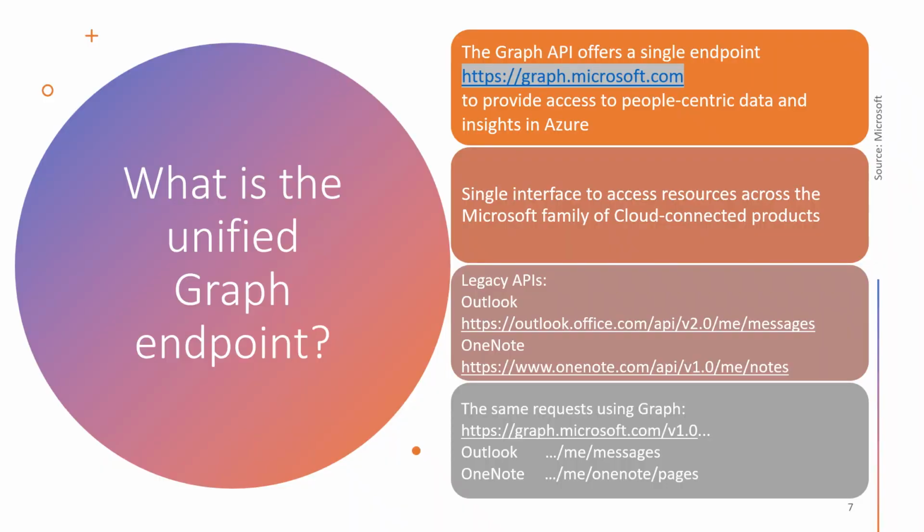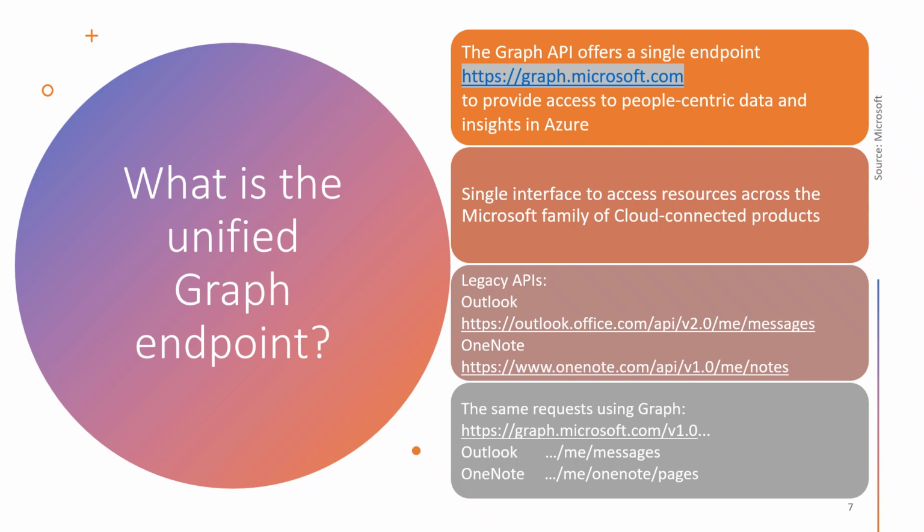What is the unified Graph endpoint? Graph.microsoft.com is the API that offers a single endpoint and provides access to rich people-centric data and insights into the Microsoft Cloud. The power of Graph lies in easy navigation of entities and relationships across different services exposed on a single Graph REST endpoint.